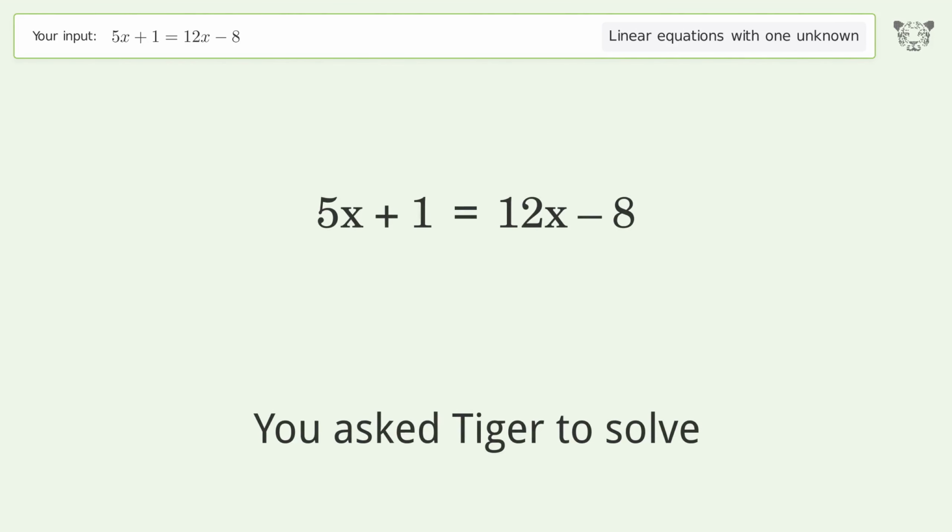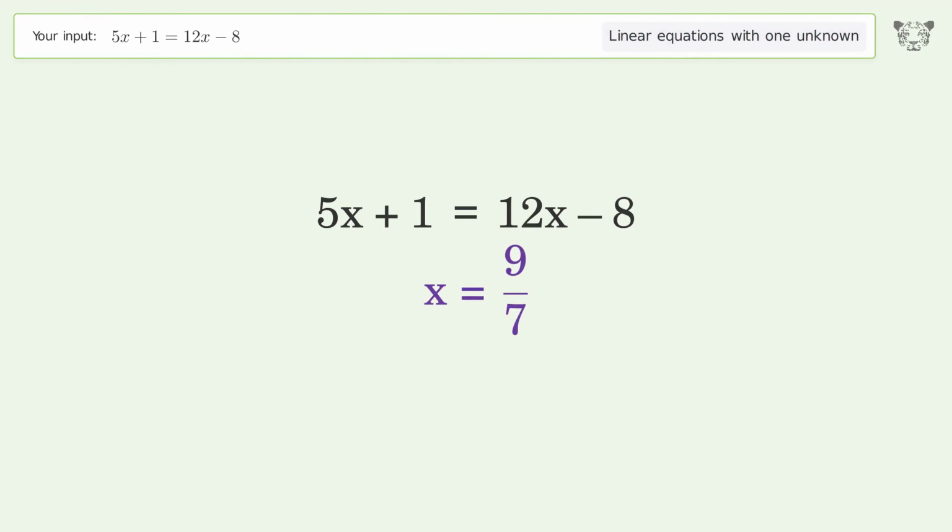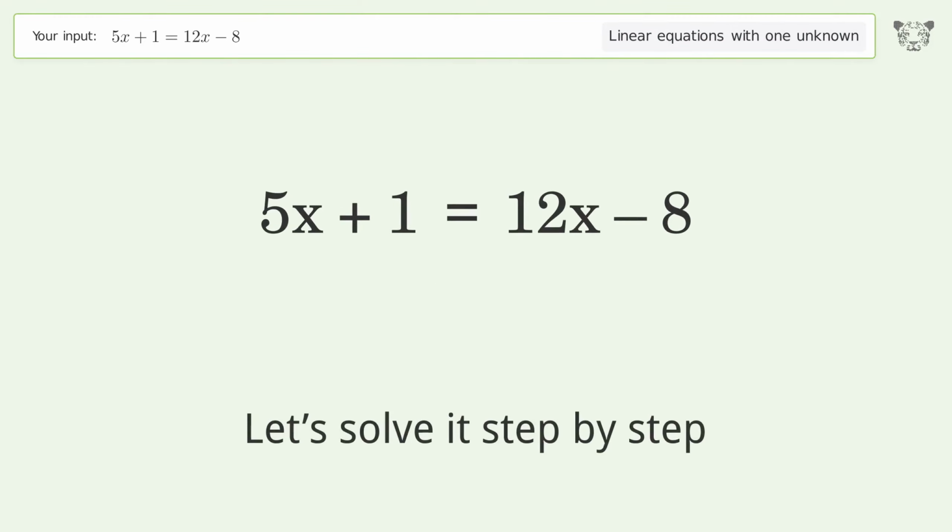You ask Tiger to solve. This deals with linear equations with one unknown. The final result is x equals 9/7. Let's solve it step by step.